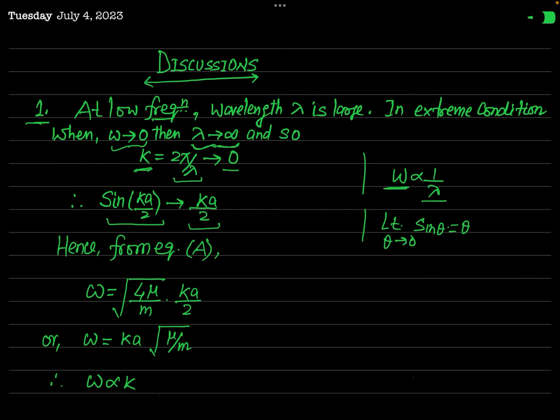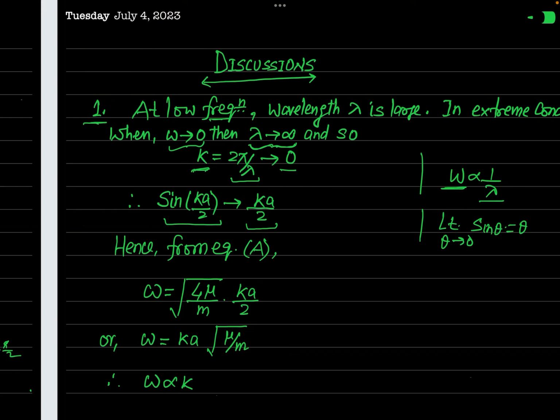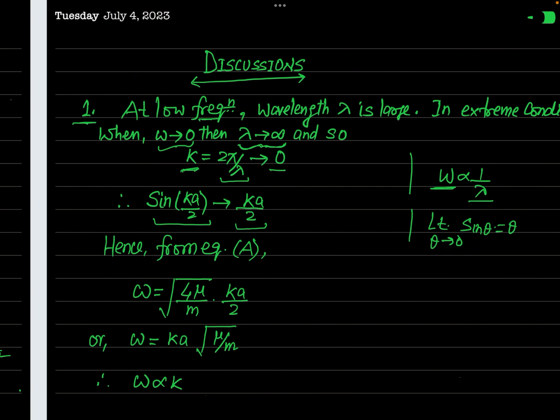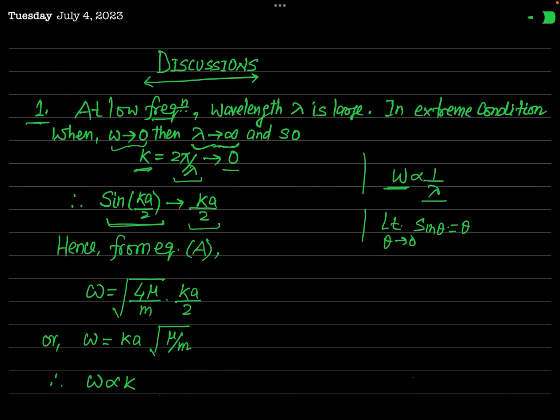So if the frequency of vibration is extremely small, almost 0, then what will happen to the dispersion relation which we have obtained previously? Let us see. In this limiting condition, if you want to find the value of omega, you have to put ka by 2 instead of sine ka by 2, because you have seen that in this condition sine ka by 2 becomes ka by 2.